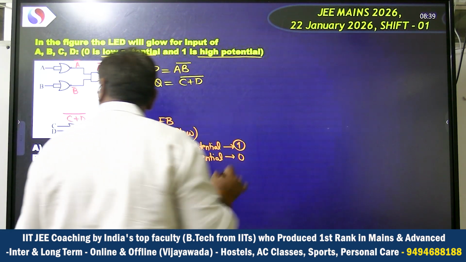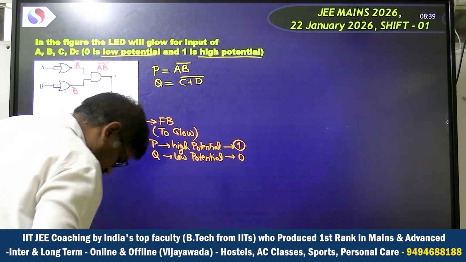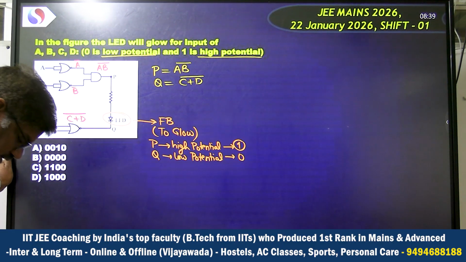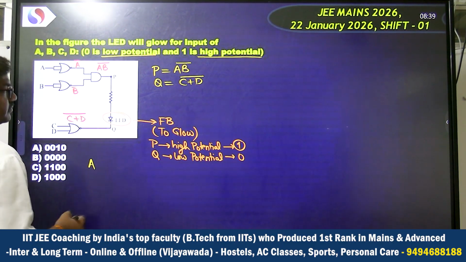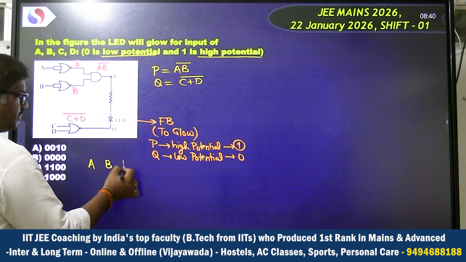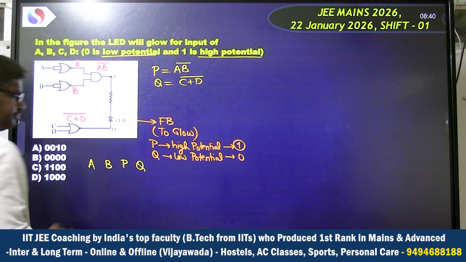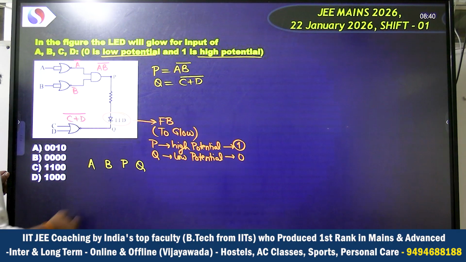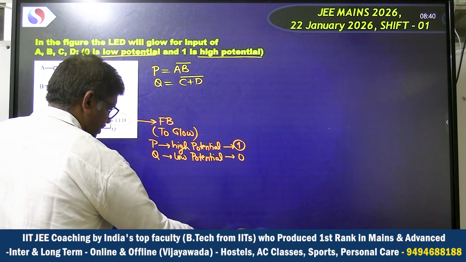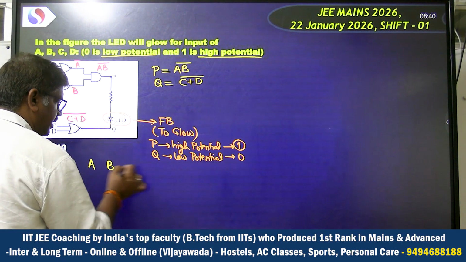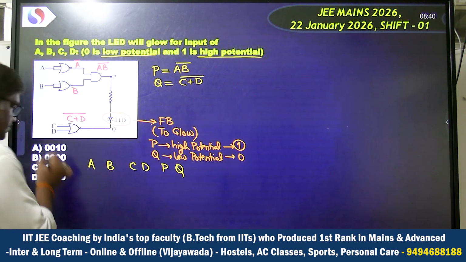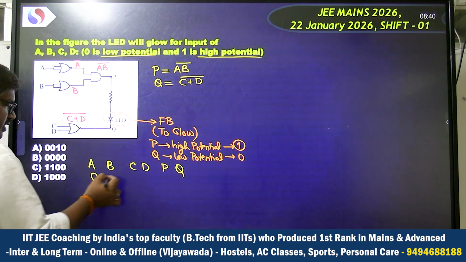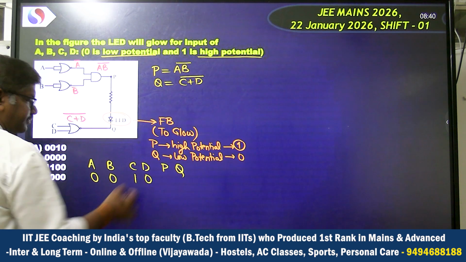If I'm making the table, I just make the table here only, and let's choose one by one all the options. So I'm making here A, B, P, and Q, these values. We need the AB value, we need the CD value, and we need the P and Q value for all the options. So for the first option, the values are 0, 0, 1, 0.